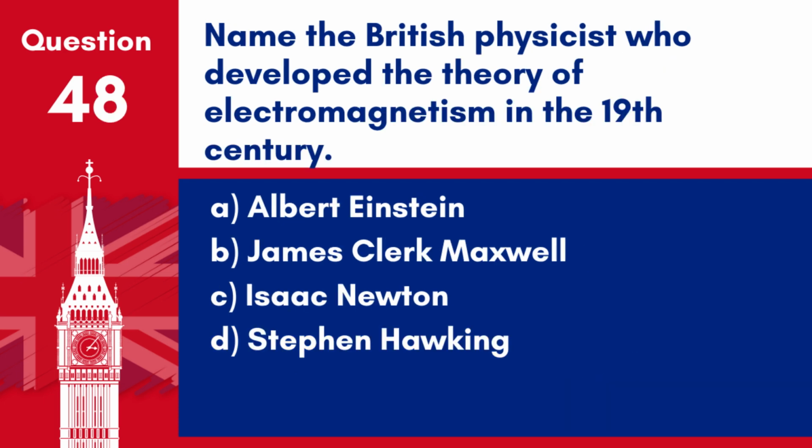Question 48. Name the British physicist who developed the theory of electromagnetism in the 19th century. A. Albert Einstein. B. James Clerk Maxwell. C. Isaac Newton. D. Stephen Hawking.